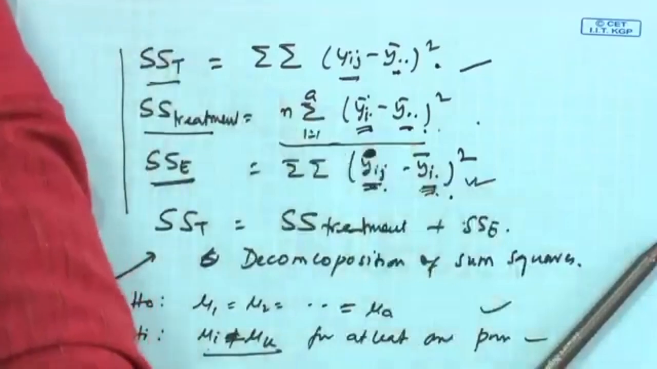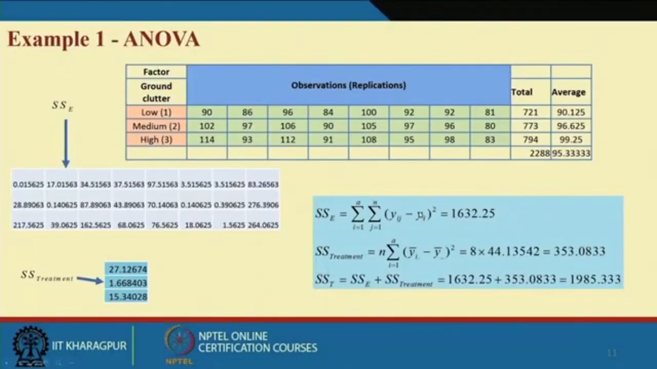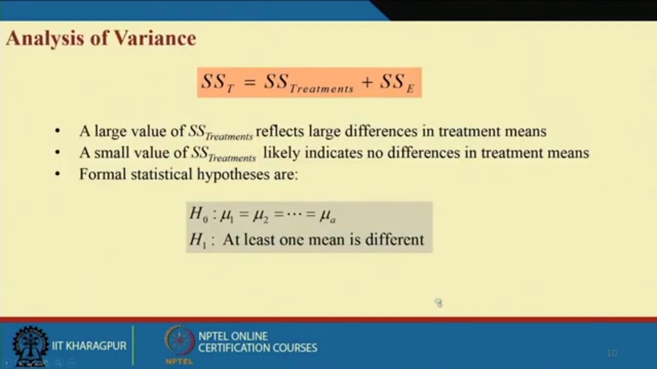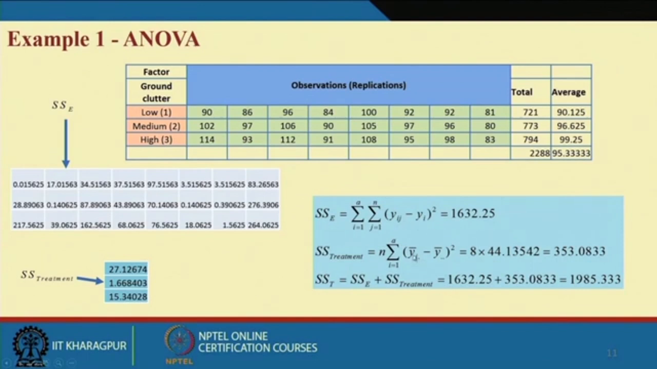Okay. So, what is the typographical mistake here? There is a bar missing, yi dot bar. Here, yi dot bar minus this, for the three levels one bar is missing, please put that bar, yi dot bar. I hope the calculations are correct, it is done in Excel. If there is a mistake, please mention it in the discussion forum, please check.